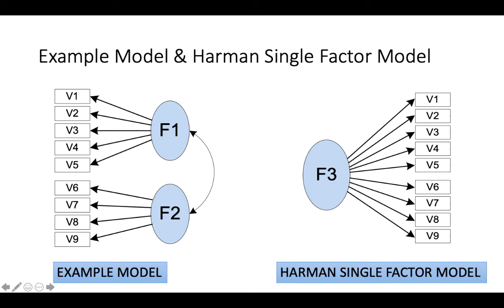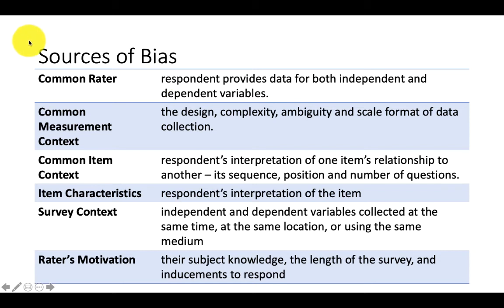If they load into a single factor and explain more than 50% of the variances, then I would have a common method bias issue. If they do not explain more than 50% of the variances, then I don't have a common method bias issue. So there are a lot of sources of biases.